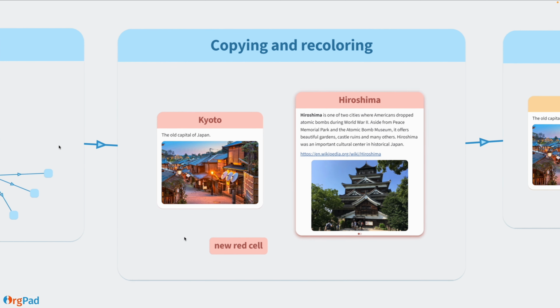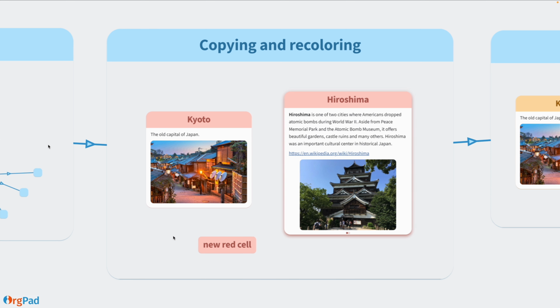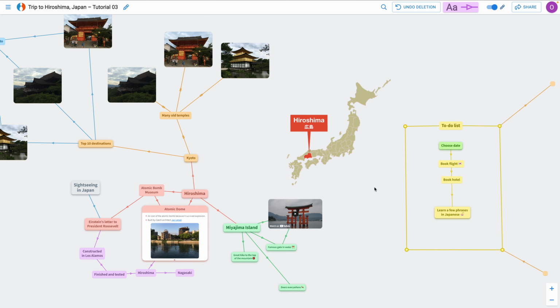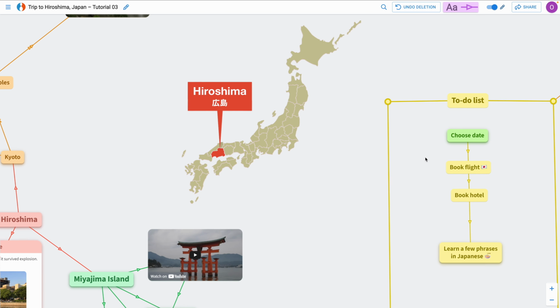So now let's discuss recoloring of cells and tricks how we can copy colors between cells and between the default styles and existing cells and so on. So let's return to our document about Japan. I have cleaned it up a little bit since we have created a lot of mess a while ago.